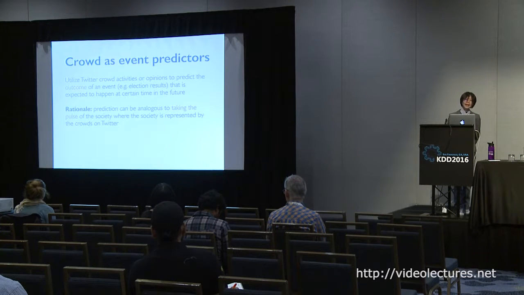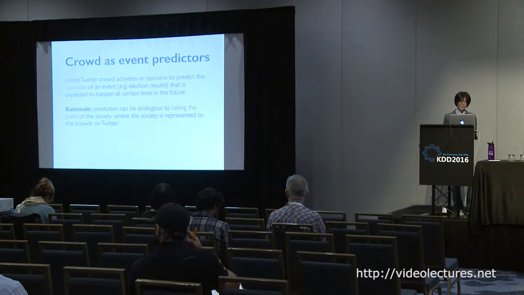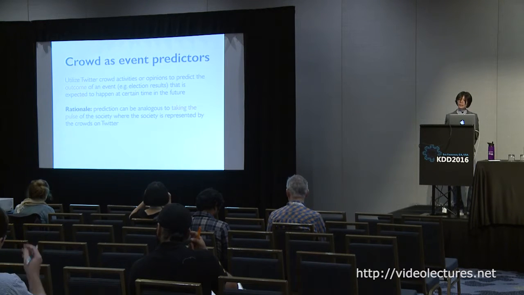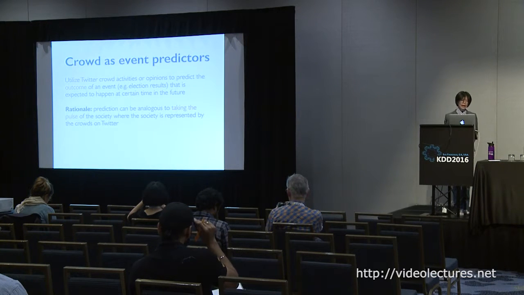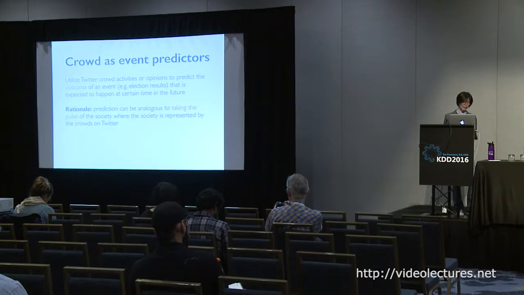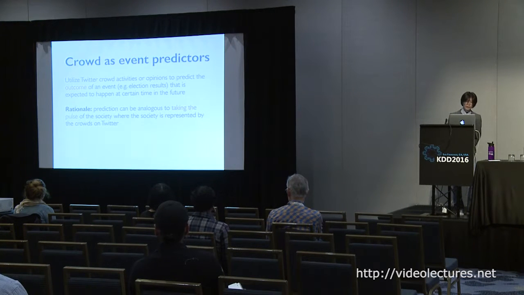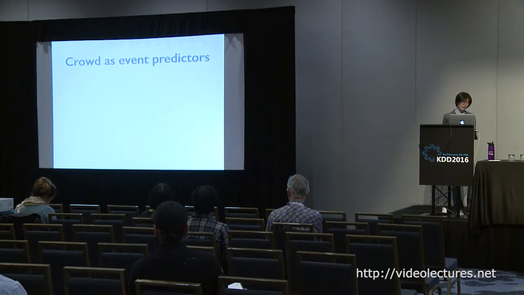And the logic behind this research is to consider prediction just like taking the pulse of the society, and the society is represented by the crowds on Twitter. So of course, the most important research challenge is how to identify fair samples from these Twitter crowds. This research, as I mentioned, has been used in 2 major topics.